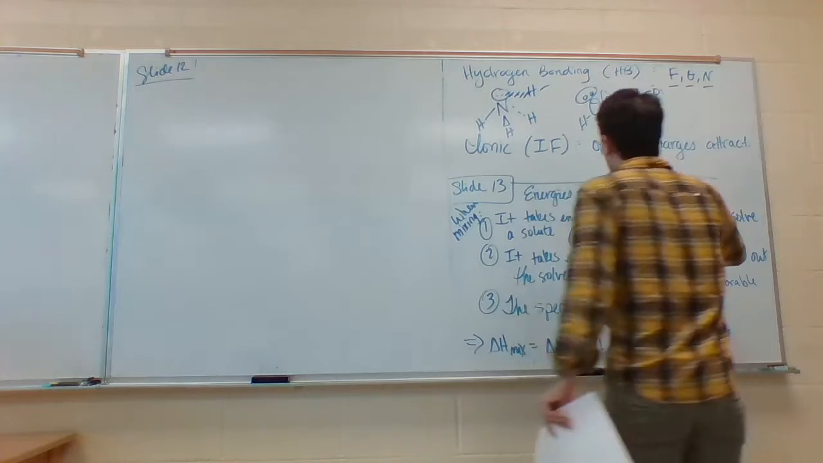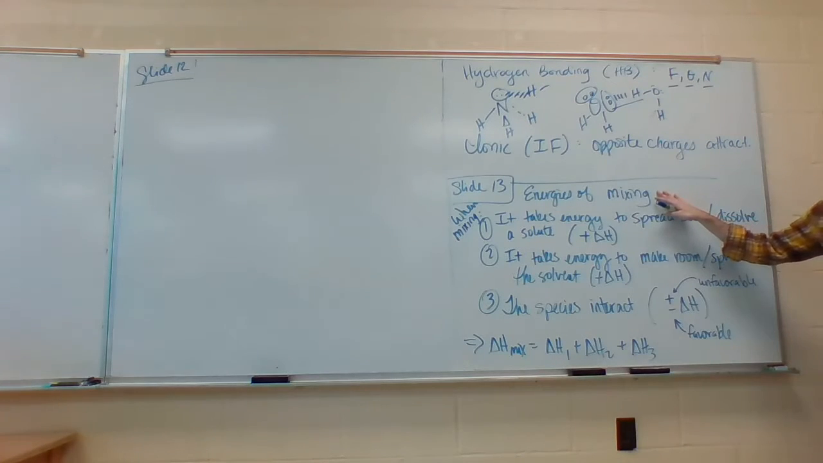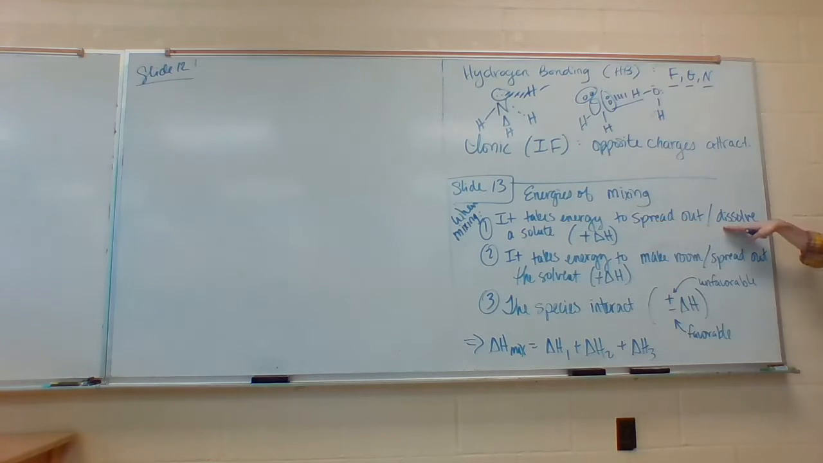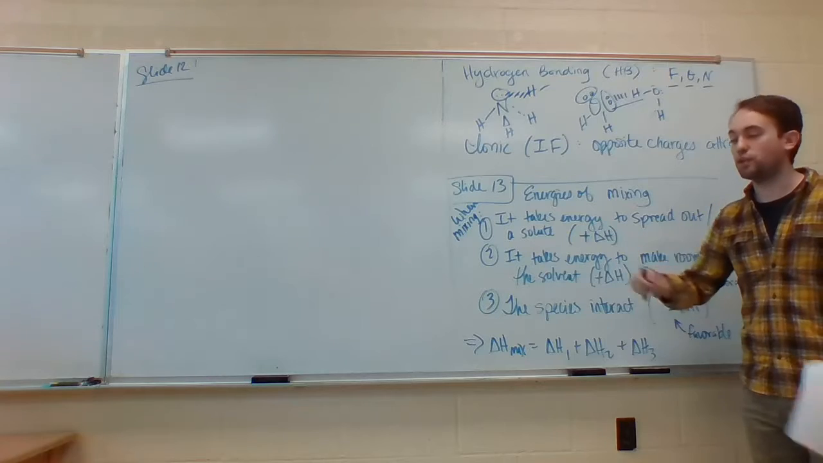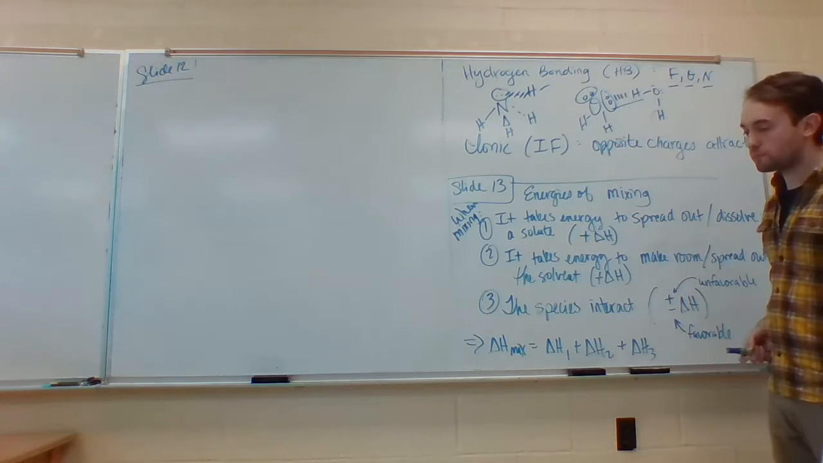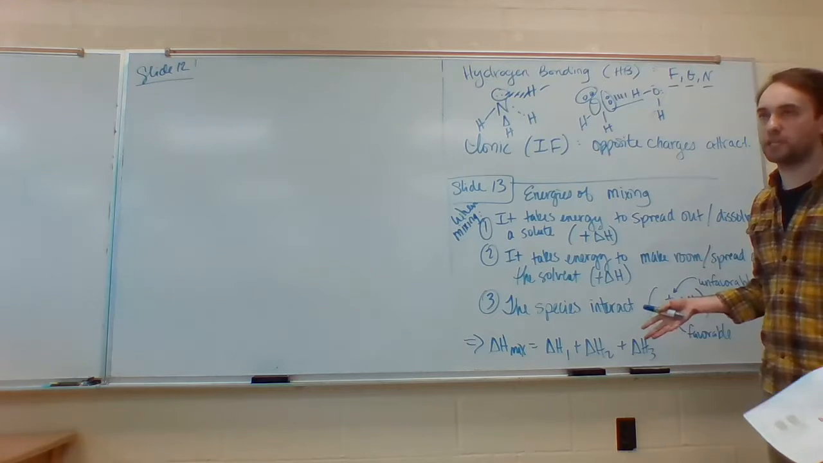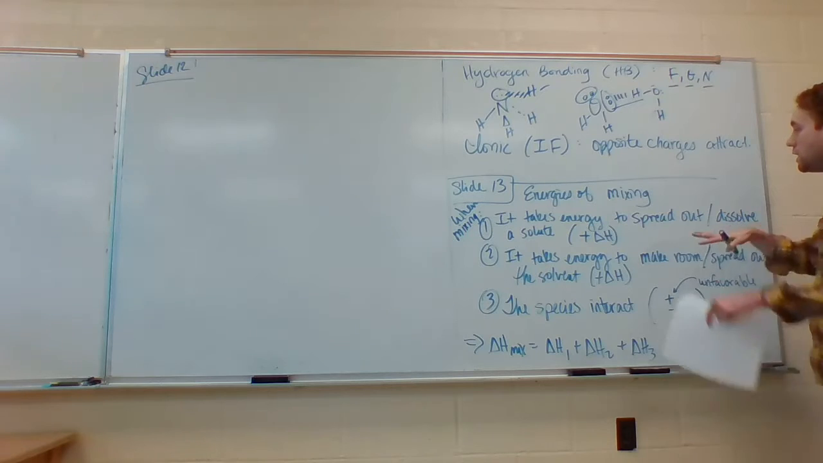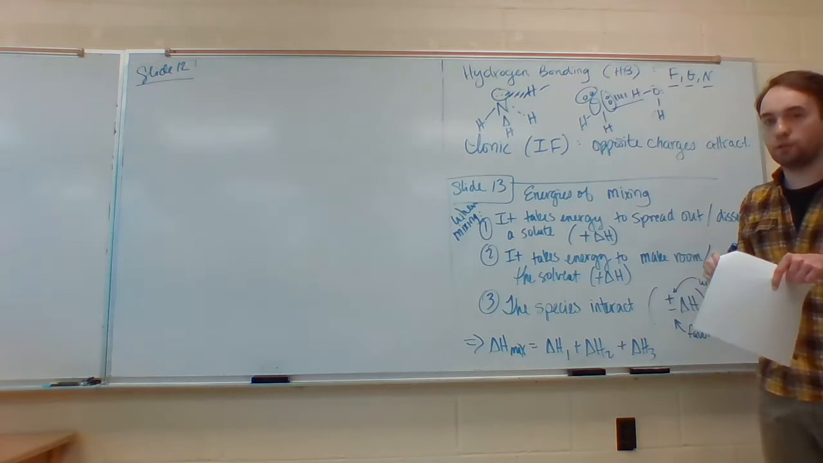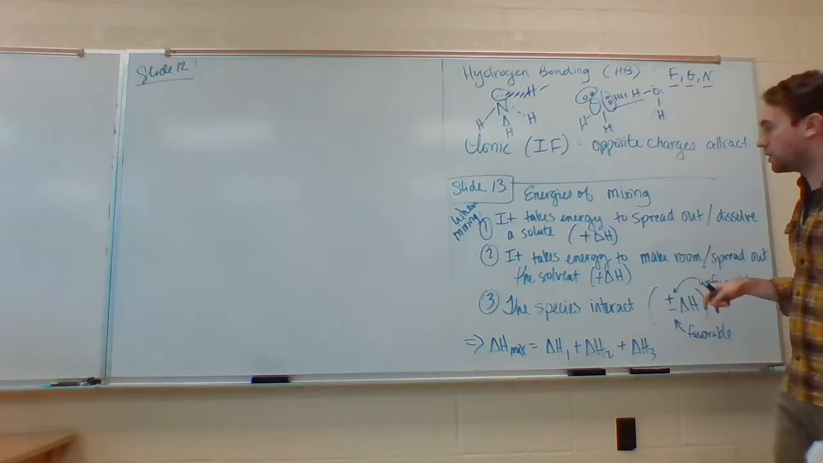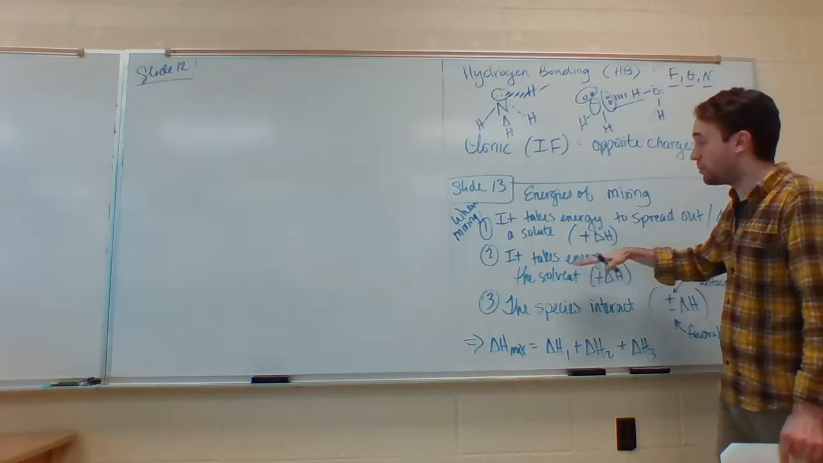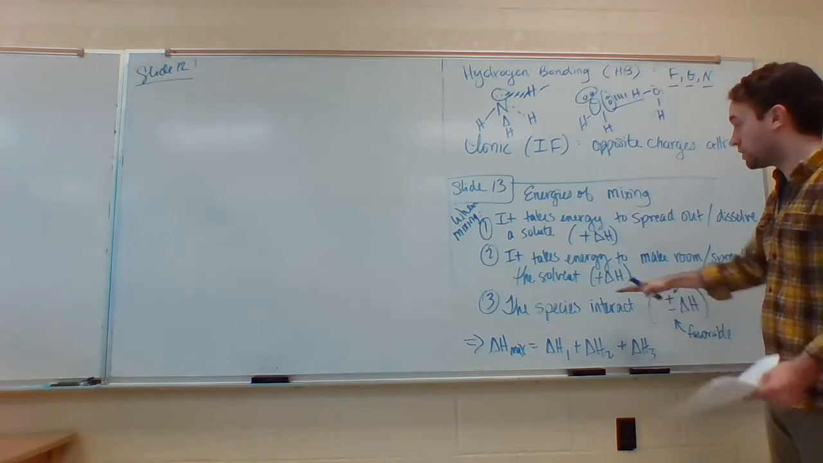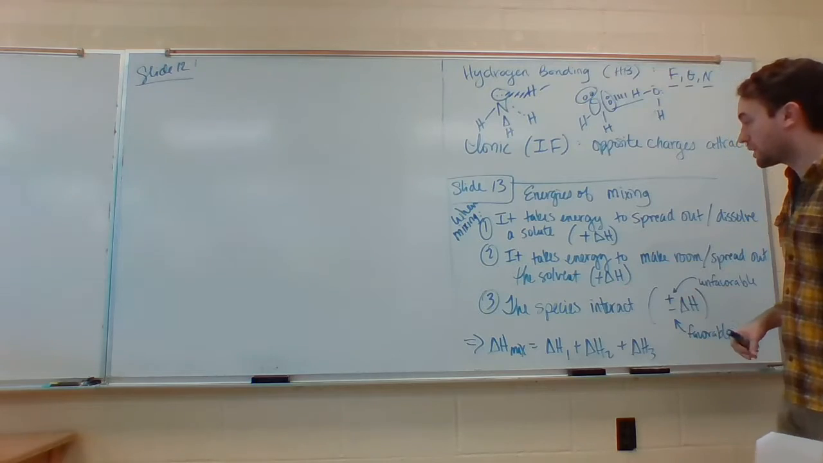Now, if we wanted to calculate our energies of mixing, we're going to have to consider a couple different things. When mixing, it's going to take energy to spread out or dissolve a solute. So if I put sugar into my tea, like the example from the other day, it's going to take energy to spread out those sugar molecules as it dissolves. So we're going to have a positive delta H for that process. It also takes energy to make room or spread out the solvent, so that's going to have a positive delta H.